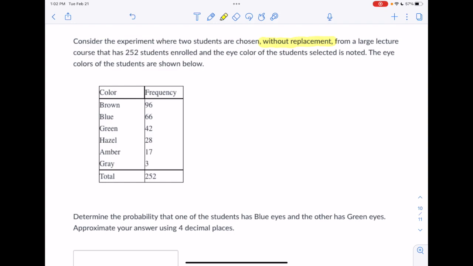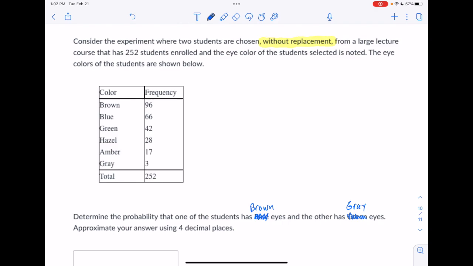Determine the probability that one of the students has blue eyes and the other one has green eyes, and approximate to 4 decimal places. So first of all, in the interest of help but not answers, instead of blue eyes, we're going to do brown. And instead of green eyes, we're going to do gray. All right, so let's look at what they asked. Determine the probability that one of the students has brown eyes and the other has gray eyes.